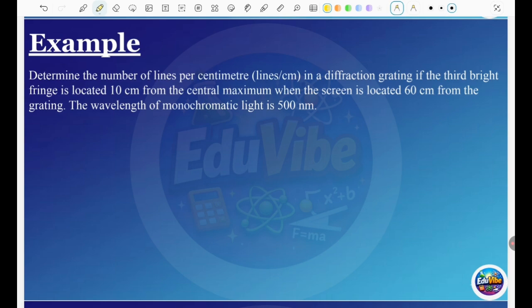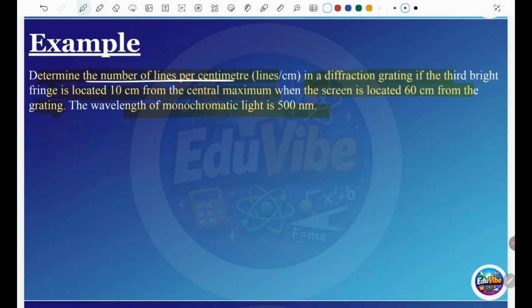This question is talking about the small angle approximation. We do the double slit experiment, and then we do the diffraction grating with those two formulas in use. Determine the number of lines per centimeter in the diffraction grating if the third bright fringe is located 10 centimeters from the central maximum, when the screen is located 60 centimeters from the grating, and the wavelength of the monochromatic light is 500 nanometers.